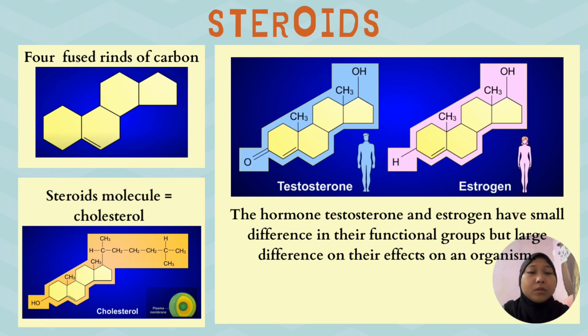The hormones testosterone and estrogen have small differences in their functional group, but large differences in their effect on an organism. In the picture, we can see the difference between testosterone and estrogen, which is that testosterone has O double bond, and estrogen has H single bond.